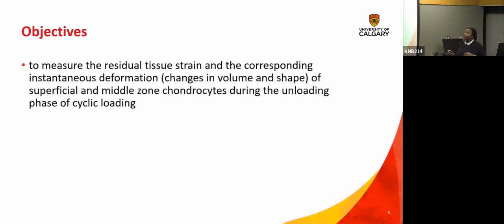So our first objective was to measure the residual tissue strain, and then also the corresponding changes in the volume and the shape of the cells in the superficial zone and in the middle zone during the unloading phase of cyclic loading. What this sought out to do was see how the cells are changing, and then also see what's happening within the tissue in terms of the strains, and then just correlate the two.